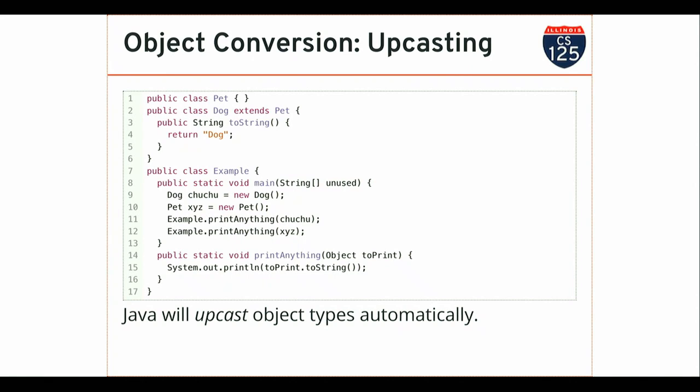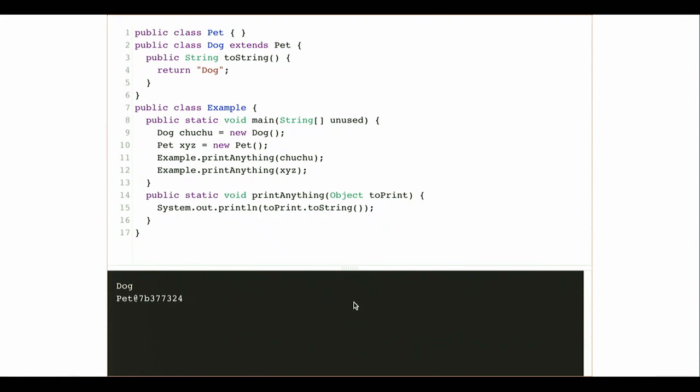It's a dog. What type am I passing to it on line 12? It's a pet. So this doesn't seem like it should work, right? This takes an Object variable, not a pet or a dog, and yet it works. This code runs, and you'll see that it uses the correct toString method. When it calls toString on the dog, it gets the toString method that I overwrote in the dog class. When it calls toString on pet, it gets the default Object toString method.